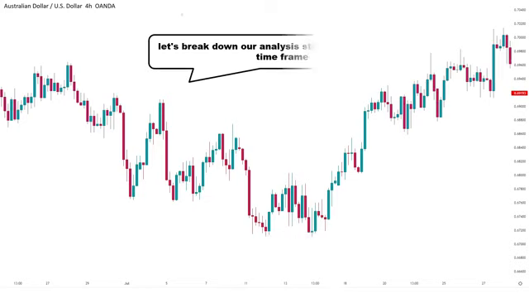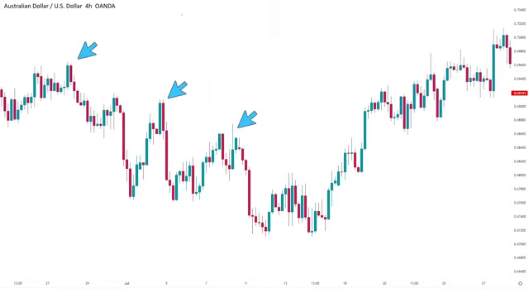Now here, let's break down our analysis step by step in the 4-hour time frame. Now, this is a clear moving downtrend. First, we identify our trend line through these points here. Now, we can establish that the trend line has been broken and the trend can reverse from now on. But the problem is a trend line break can often be a fake out.